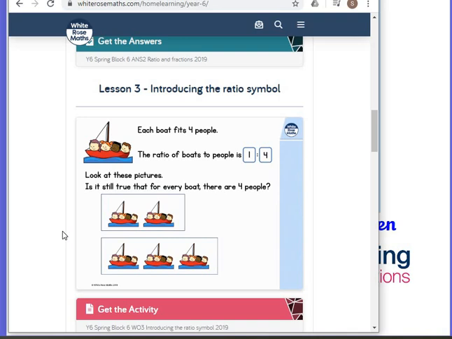Let's have a look at our first image. We can see in our first picture that there is 1 boat and there are 4 people, the ratio of 1 to 4. And again, in our second image, we can still see for every 1 boat, there are 4 people. This matches our story. And again, for our third one, we can see that we have 3 boats, and in each boat, there are 4 people.